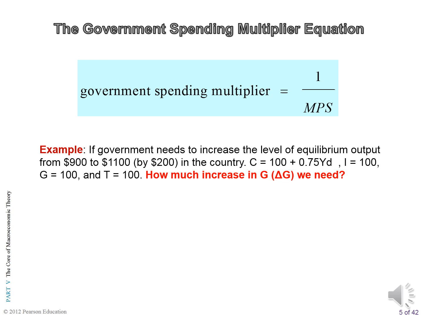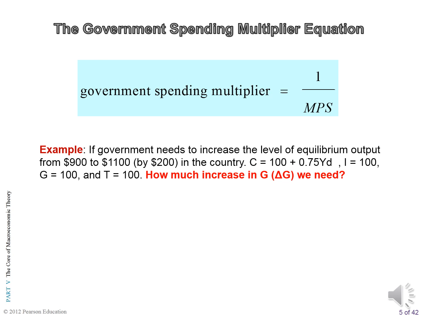To calculate this, we have to calculate the value of the multiplier. Multiplier equals 1 over marginal propensity to save. How do I get the marginal propensity to save? It's easy. I get it straight from the consumption function, as we see, 0.75. This is the marginal propensity to consume. So marginal propensity to save equals 1 minus 0.75, which is 0.25.